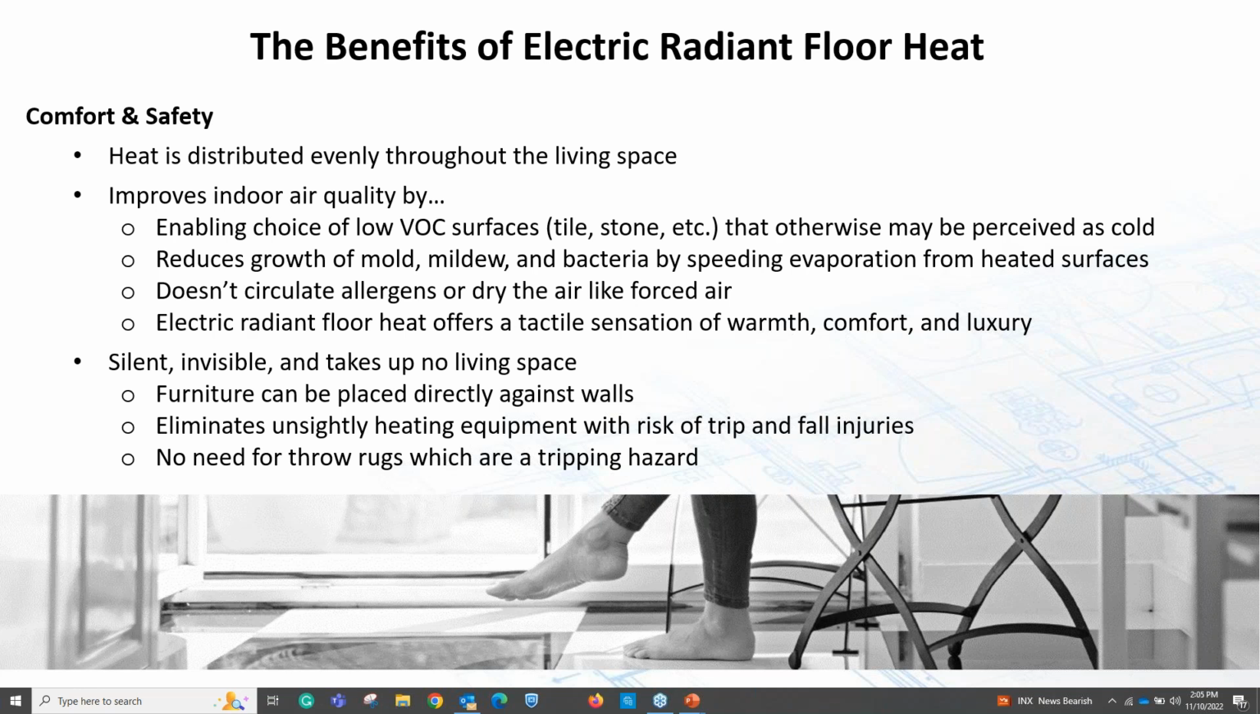It also improves air quality. The room feels warm, but it's also going to reduce mold, mildew, bacteria. It doesn't distribute allergens like a dry forced air system. It feels good when you just walk into the room and you don't have something blowing in your face.